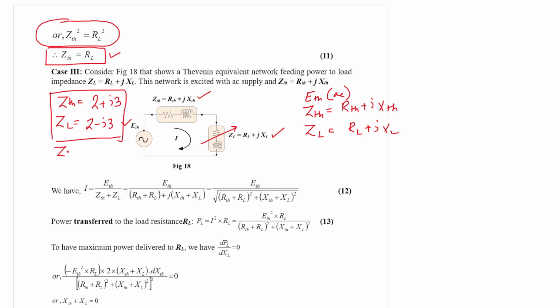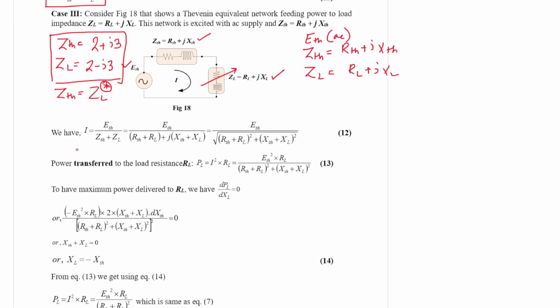So the condition is ZTH is equal to ZL conjugate. So what is the proof? Again we have I, that is ETH by (ZTH plus ZL). If you substitute and separate the resistive and reactive parts, we will have this, and we will have the magnitude as this. So the power transferred is I square into RL, so we have this equation.